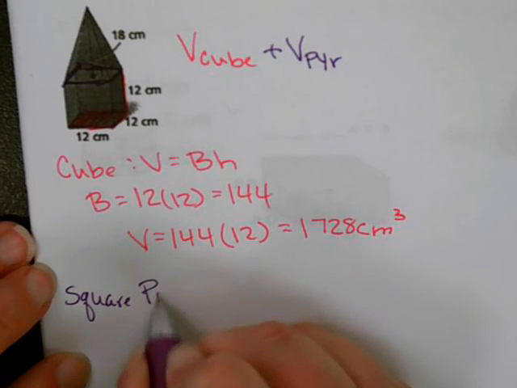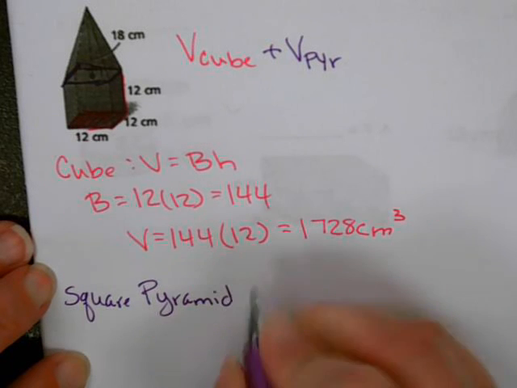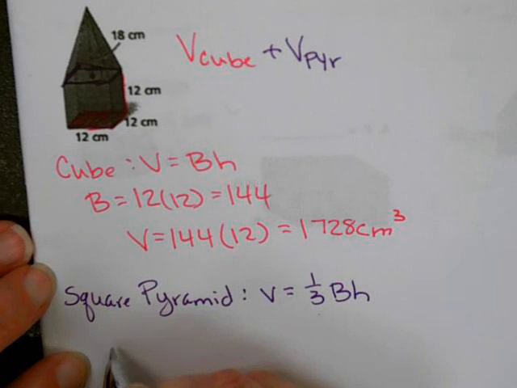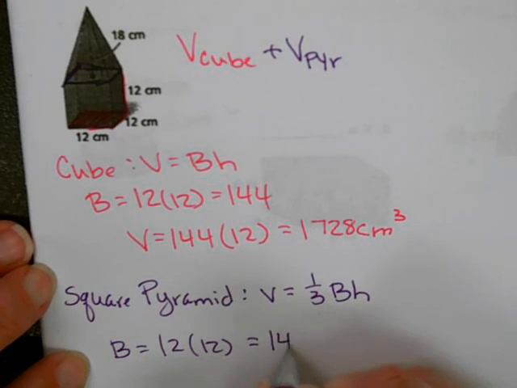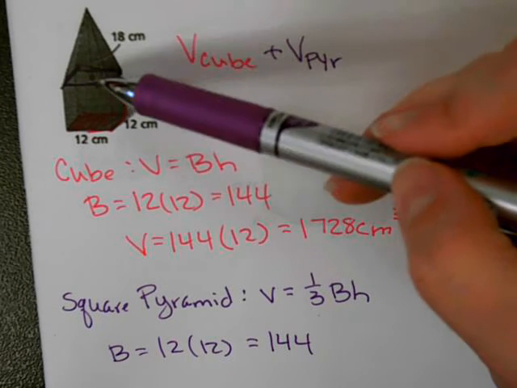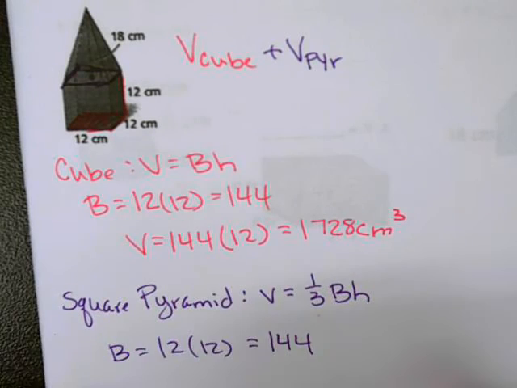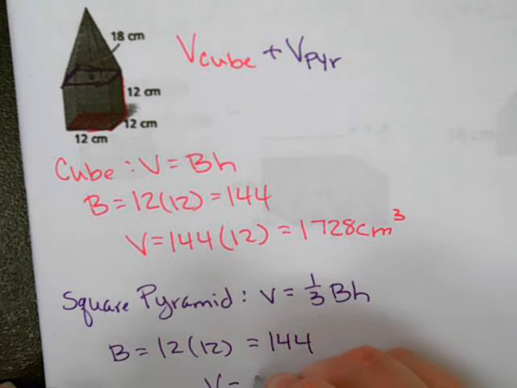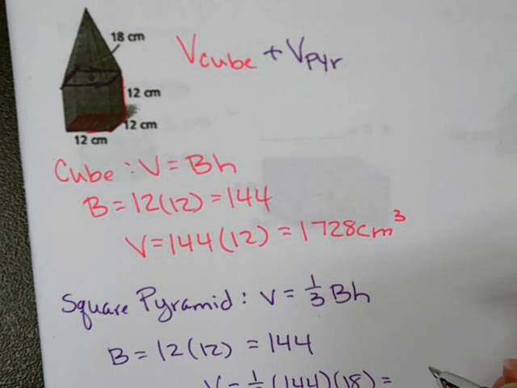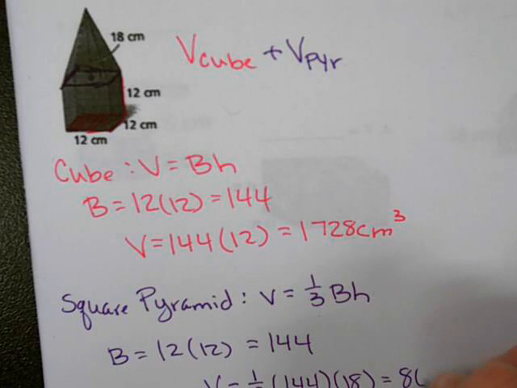And we know it's a square pyramid because the base is a square. But since it's a pyramid, we need that 1/3. So 1/3 the area of the base times the height. So base, we look out, it's going to be the same as the cube, so 144. And then the height, if we look at our picture, they gave it to us. We don't even have to solve for it. It's just 18, which means this volume is 1/3 144 times 18. If you plug that into your calculator, we get 864 centimeters cubed.